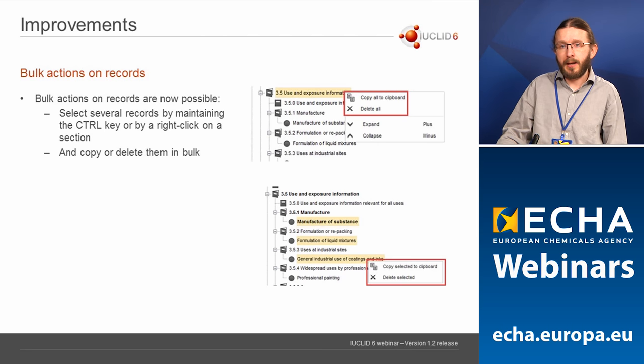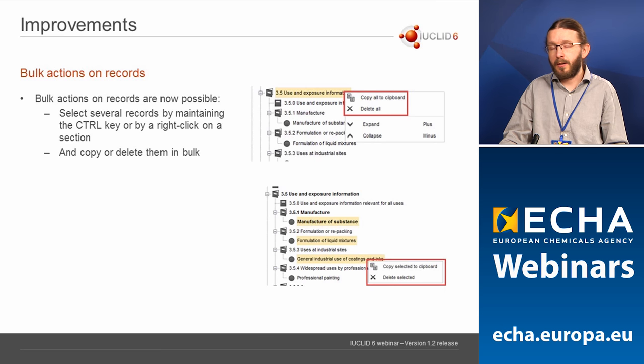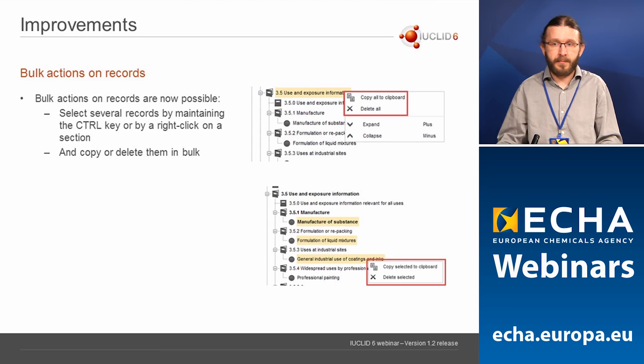Another improvement I wanted to highlight in this presentation is the bulk actions on records. So now when you are working on a dataset, you can right-click on a section or select multiple records and do bulk operations on them. So you can delete all records selected or copy all records selected to the clipboard. So here you see two examples on this screen. The first one is right-click on the section 3.5 uses. And with this right click, you could delete all records under the uses section, or go to a subsection and delete only the manufacturer uses in one go, or copy them also in one go.